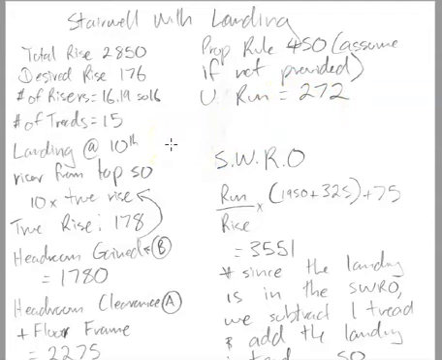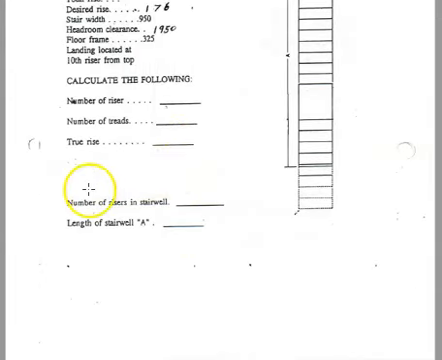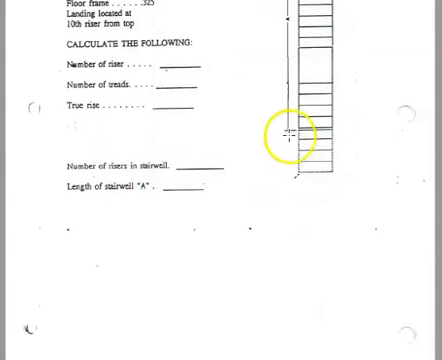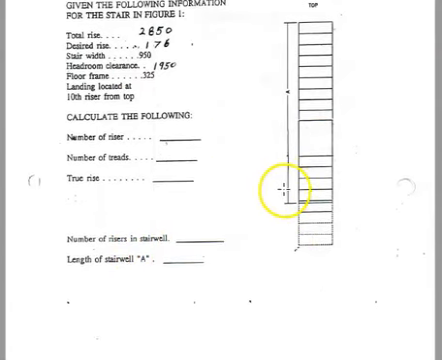So we have our unit run and our unit rise now. Okay, a couple other things we need to figure out. And the sheet asks for the number of risers in the stairwell and asks for the length of the stairwell itself. So what we can figure out for the stairwell, first of all, is we need to figure out the total run of this set of stairs. The total run of this set of stairs will be the number of treads that we have, minus one tread, because we have a landing rather than a tread, and then we're going to add that landing length. So minus one tread plus the landing will give us the total run of the stairs.